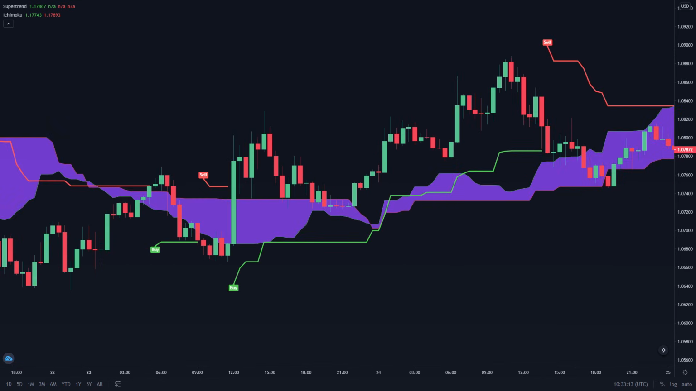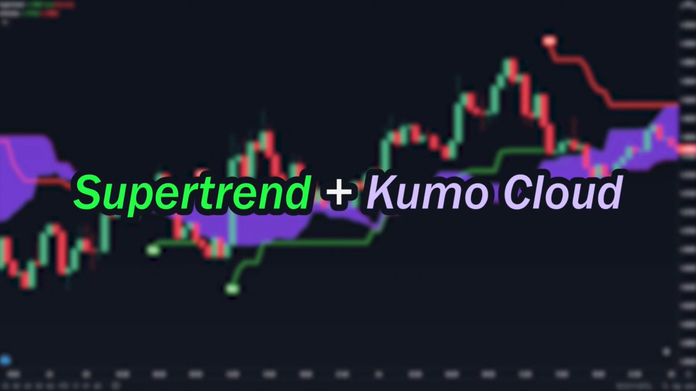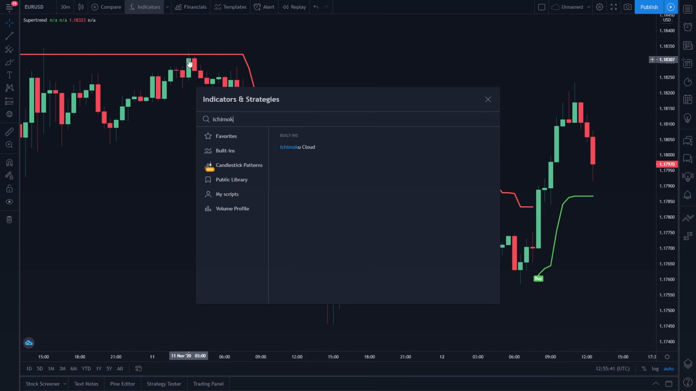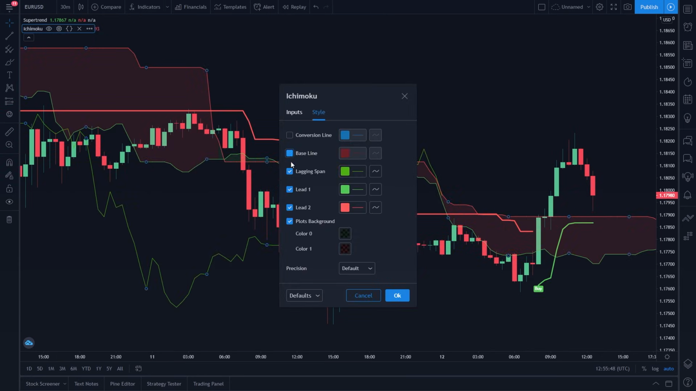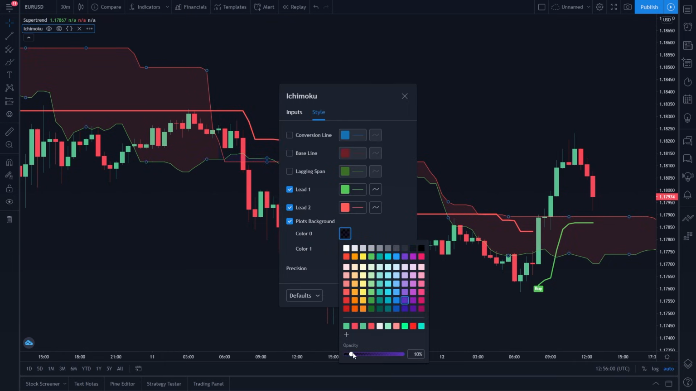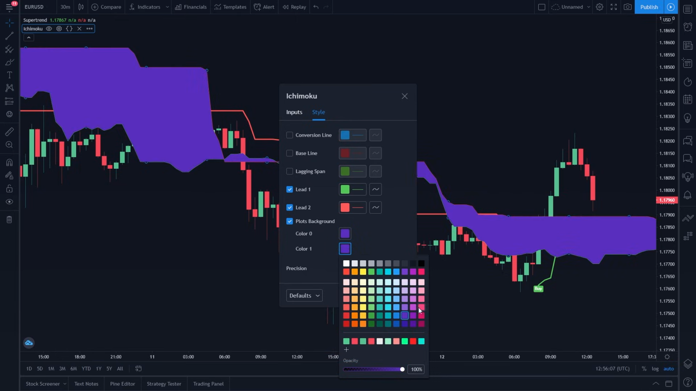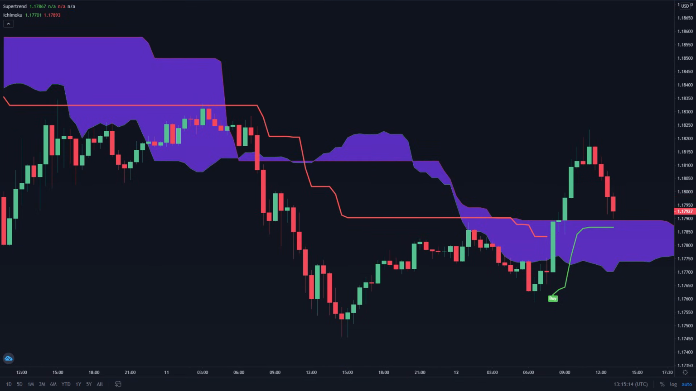Another strategy that you can combine with the Supertrend is with the Kumo Cloud. The Kumo Cloud is basically just an Ichimoku cloud indicator that you disabled all the parts except the two lead lines. And I'm also going to change the color so that it's easier to look at. So now we have the Kumo Cloud.